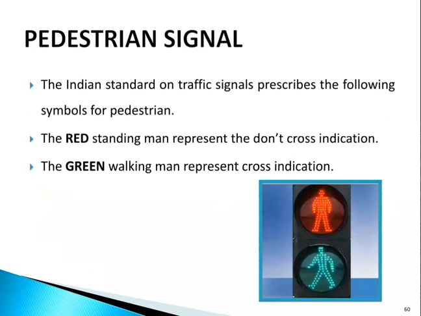Next is pedestrian signal. The Indian standard on traffic signals prescribes the following symbol for the pedestrian, which you can see in the image. The red standing man represents the don't cross indication, and the green walking man represents cross indication.